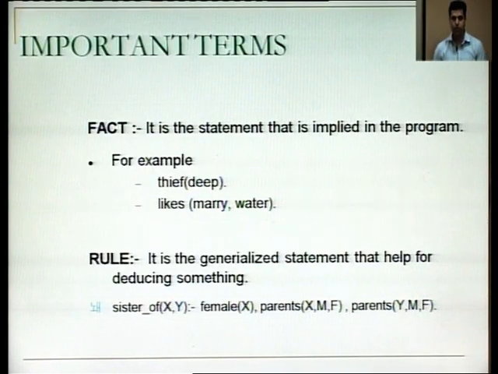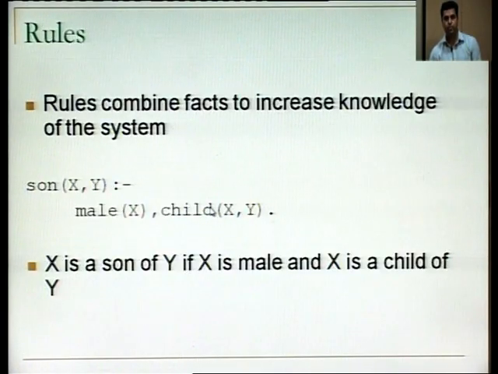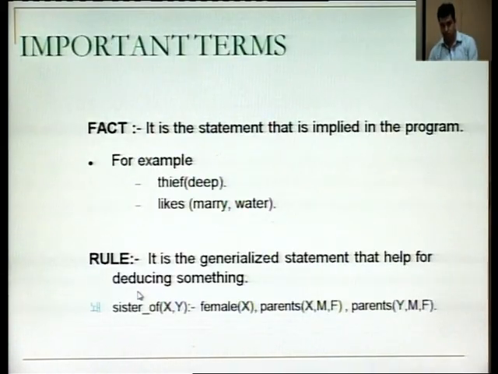Now, let us formally discuss what basically a fact is. It is a statement that is implied in the program. For example, thief(deep). Deep is a thief. Another fact is Mary likes water. This is to be interpreted as likes(mary, water). And see, here is the dot. This is used to terminate either a fact or a rule.